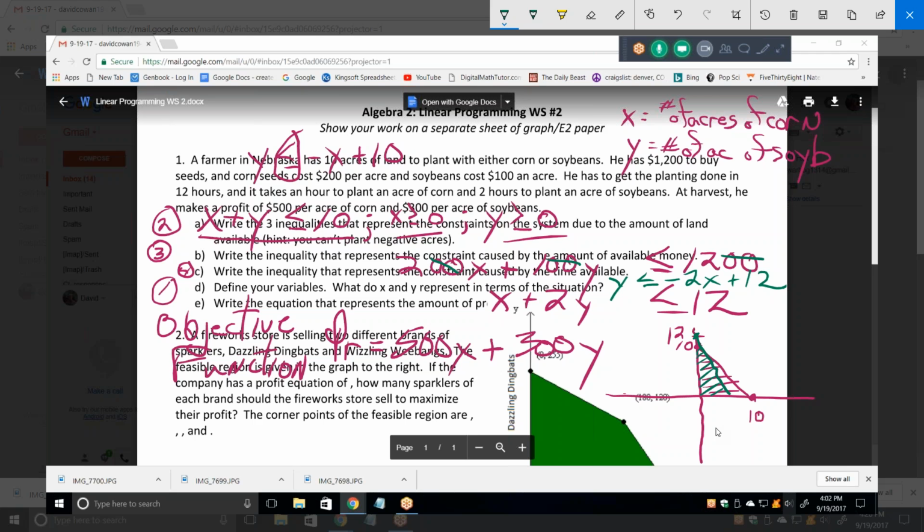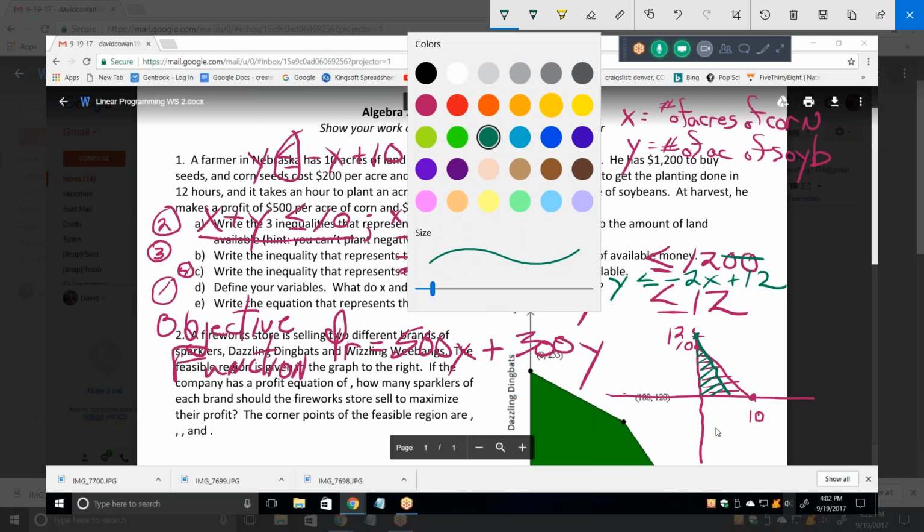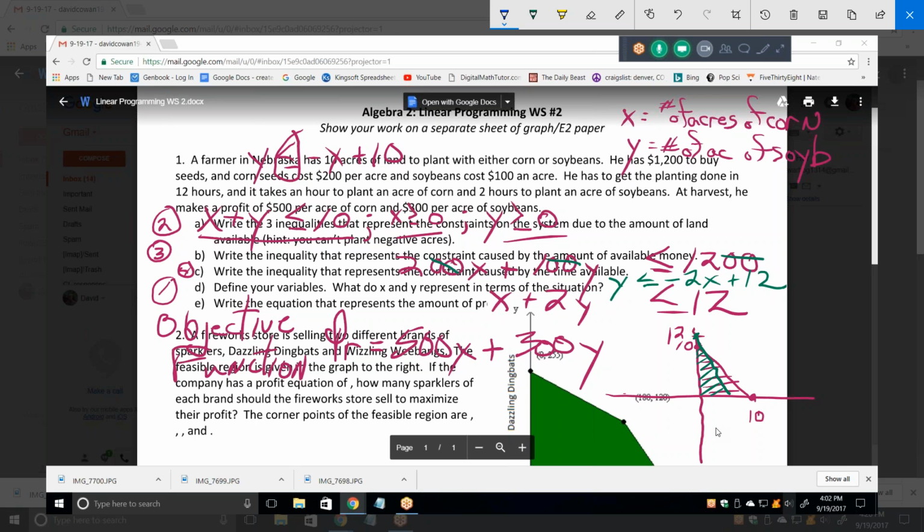Okay, let's go to the next one. Let's use a different color for this one. Let's use blue. And again, let's solve this for y. When we have an inequality, using the intercepts doesn't help a whole lot because you don't know which side to shade. So you need to just solve all of these for y. What's this y going to be less than or equal to?